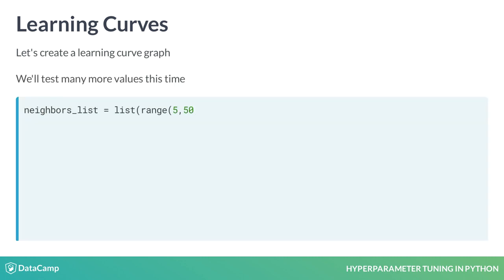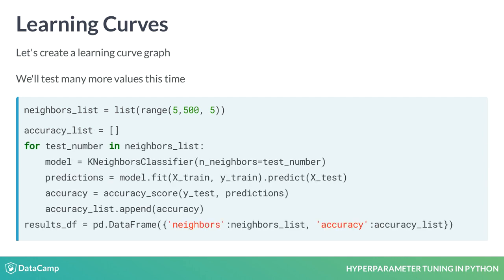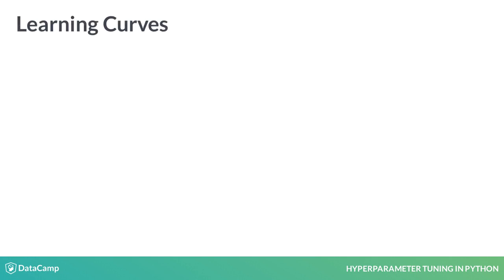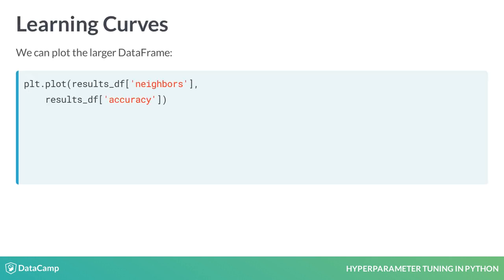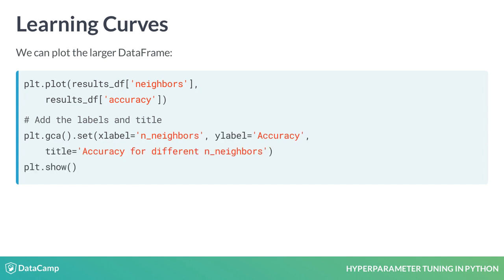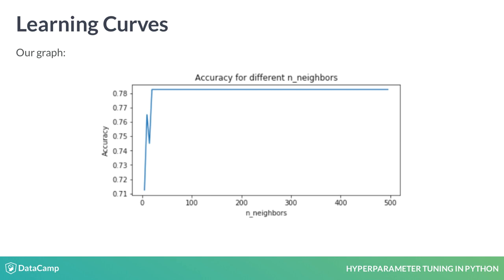Firstly, let's create a list of many more values to test using Python's range function. The rest of the code is the same as before. Since we tested so many values, we will use a graph rather than a table to analyze the results. We plot the accuracy score on the y-axis and our hyperparameter value on our x-axis. We can see our suspicions confirmed, that accuracy does not increase at all beyond where we tested before.